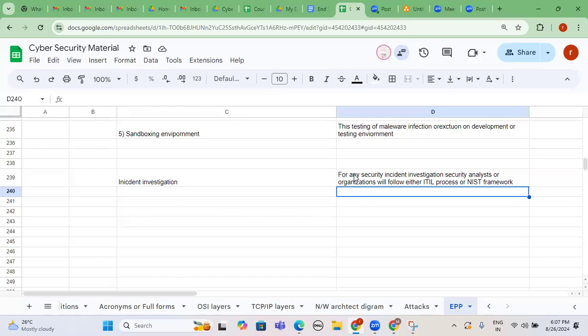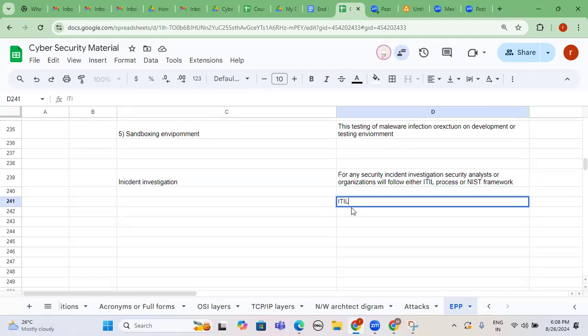Okay, this concept is applicable to SOC, to firewall, to any other EDR tool or malware analysis tool, proxy, network IDS, network IPS as well. The terminology may differ here and there. Anyway, we can discuss in depth later what the ITIL process and NIST framework are, but here we are discussing the EDR malware investigation part. I will give only an introduction.